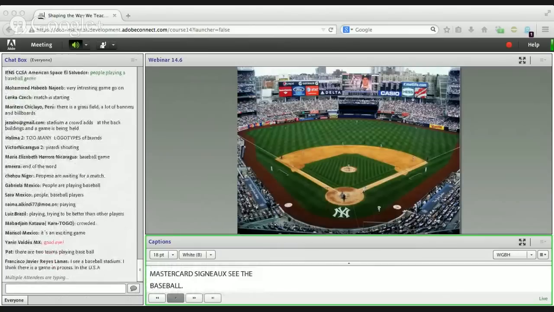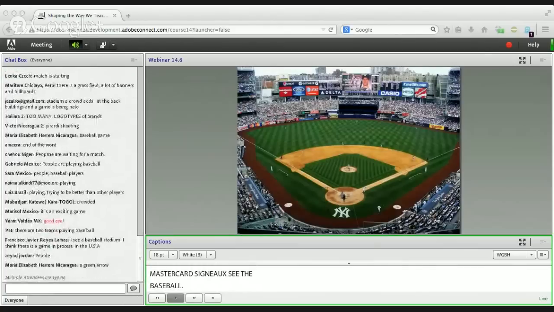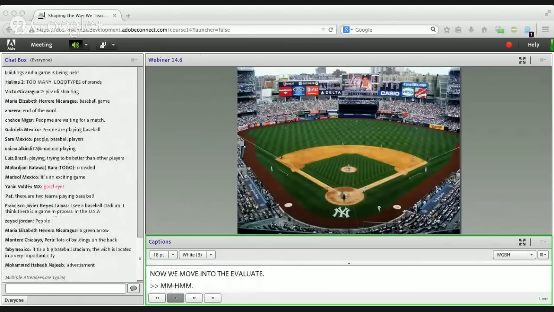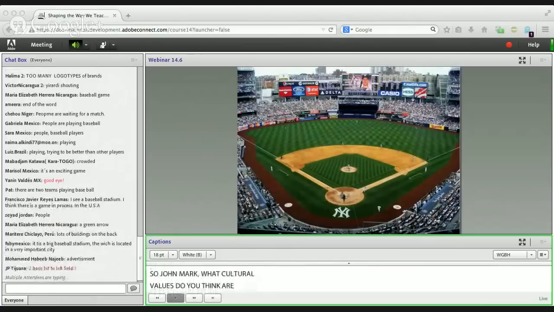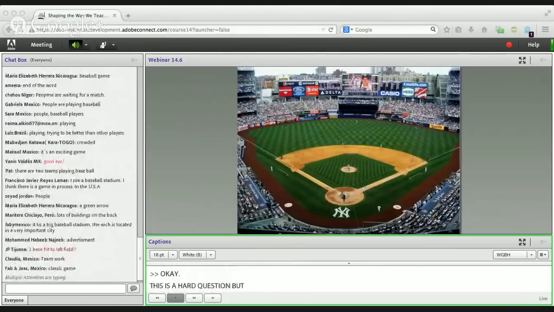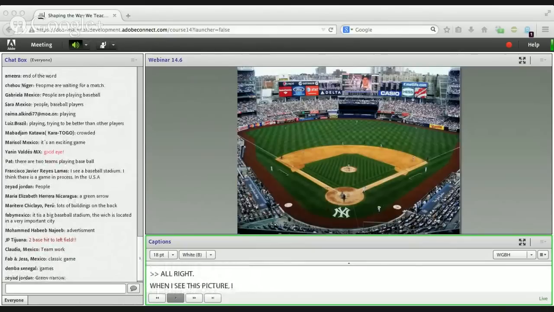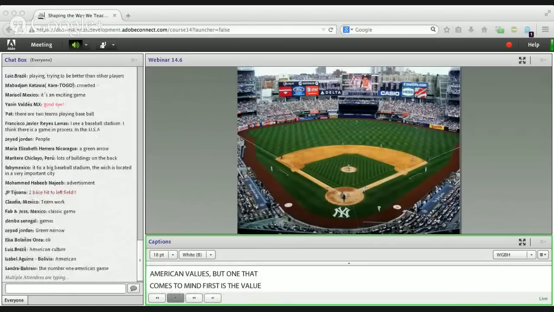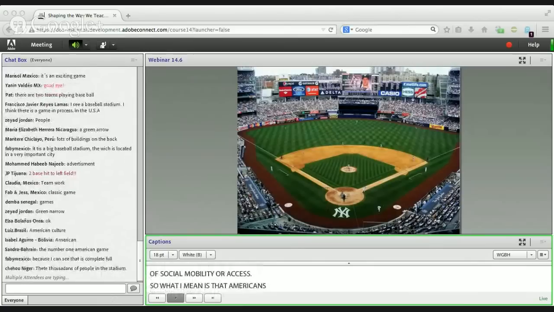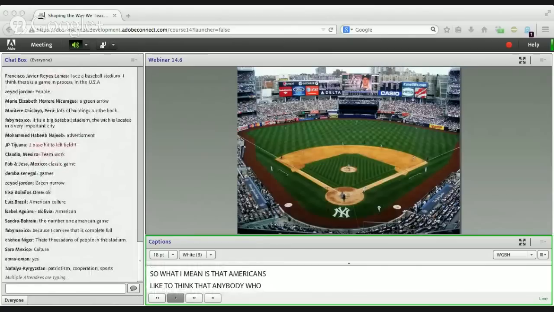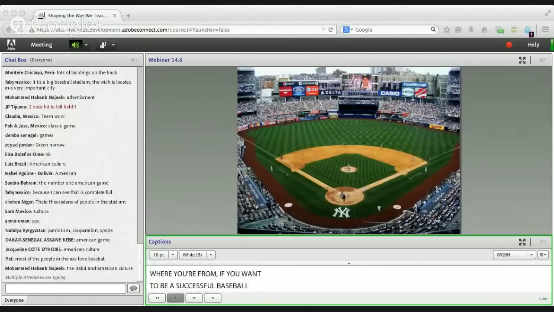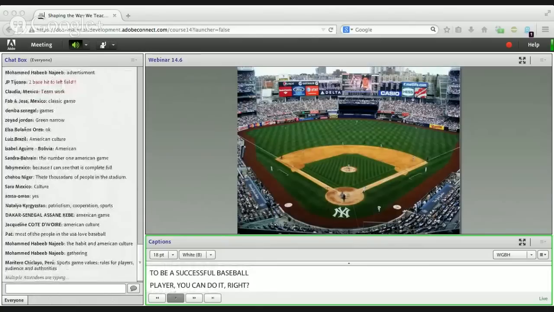Very good. So now we're going to move into the evaluate. So, John Mark, what cultural values do you think are expressed in this activity? Okay, well, this is a hard question, but fortunately I'm ready for it. When I see this picture, I think about a lot of different American values, but one that comes to mind first is the value of social mobility or access. So what I mean is that Americans like to think that anybody who works hard can succeed. And so it doesn't matter who you are, where you're from, if you want to be a successful baseball player, you can do it, right? And I think about maybe some famous players like the famous New York Yankees catcher, Yogi Berra.